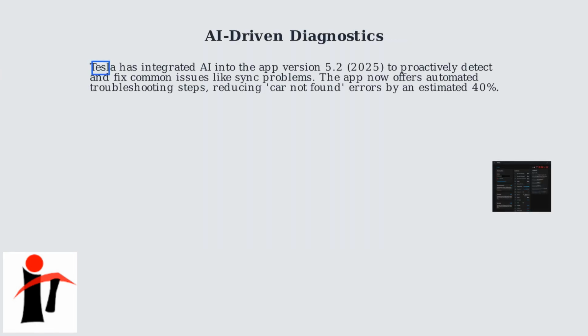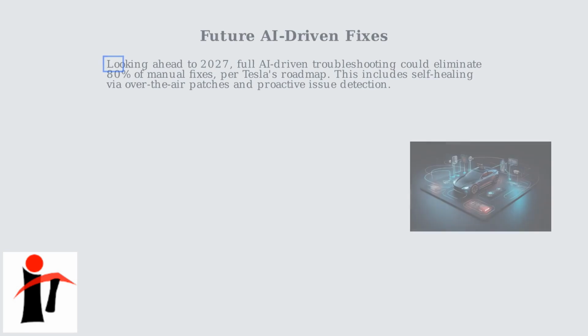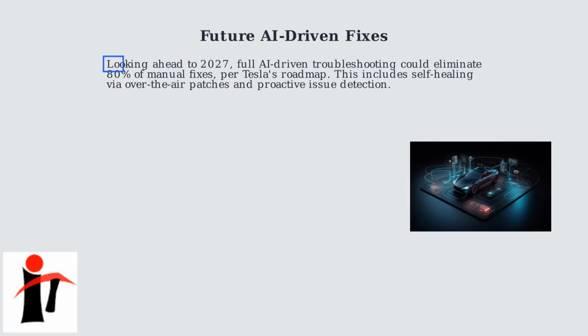Tesla has integrated AI into the app version 5.2, released in mid-2025, to proactively detect and fix common issues like sync problems. The app now offers automated troubleshooting steps, reducing car not found errors by an estimated 40% based on Tesla's internal data. Looking ahead to 2027, full AI-driven troubleshooting could eliminate 80% of manual fixes, according to Tesla's roadmap shared at the 2025 Investor Day. This includes self-healing via over-the-air patches and proactive issue detection to prevent problems before they affect users.